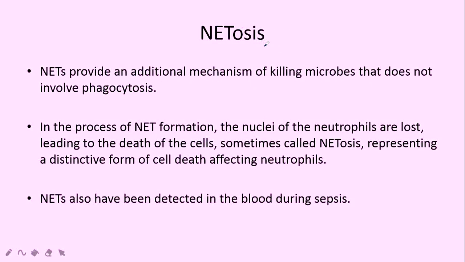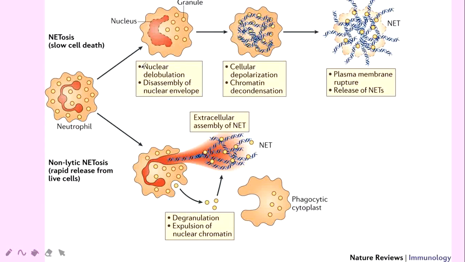NETosis is an additional mechanism of killing that does not involve phagocytosis. In this process, the nuclei of the neutrophils are lost, which leads to death of the cell, and this process is known as NETosis. The NETs have been detected in the blood during sepsis. NETosis, or slow death, can occur when the fibrillar meshwork of the neutrophils encircles the bacteria and tries to kill it.